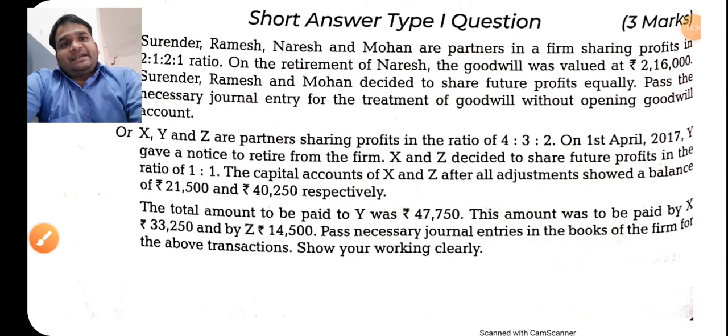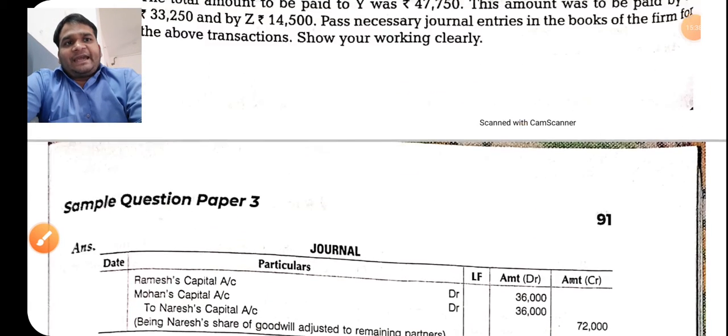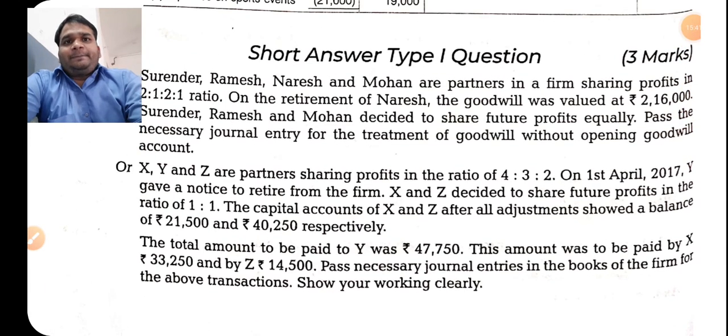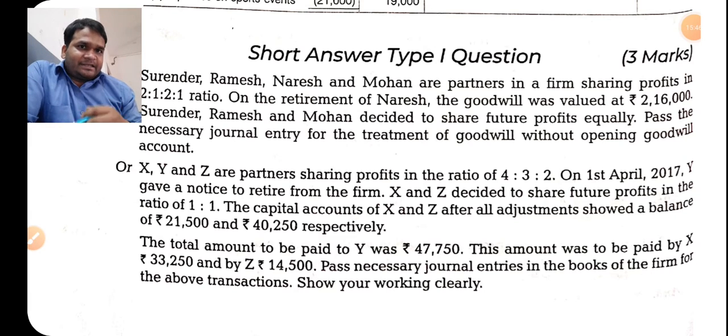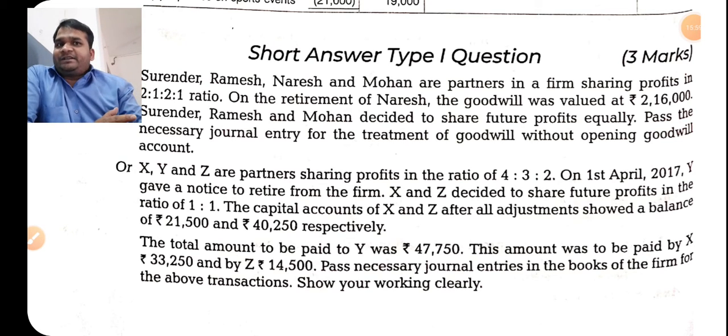Now class, we have to understand that in case of retirement, when a partner retires, the remaining partners' profit share increases. Because the retiring partner is retiring from the business, the retiring partner will be termed the sacrificing partner and the continuing partners will be termed the gaining partners. So in this case, we have to give a journal entry.